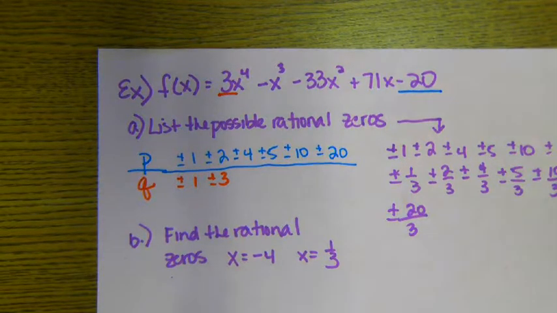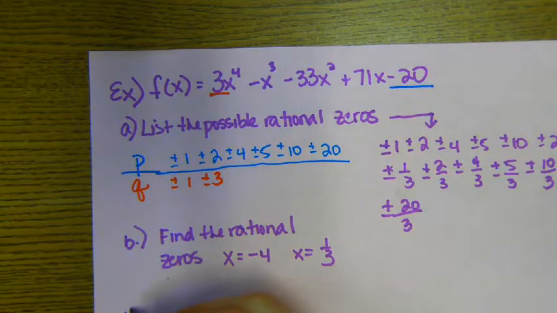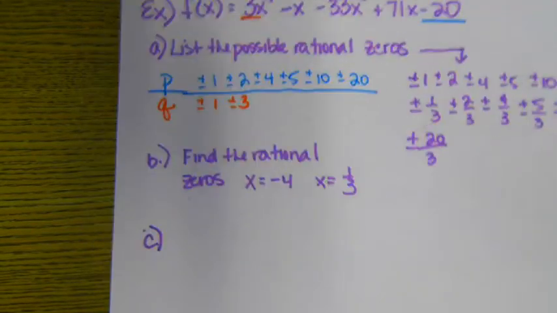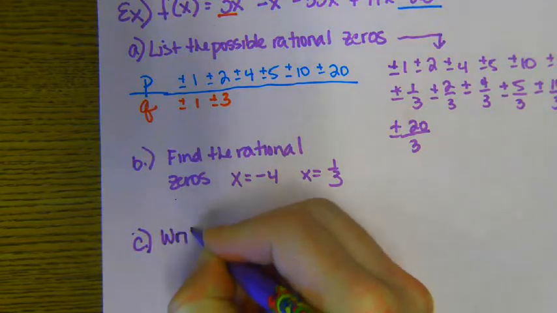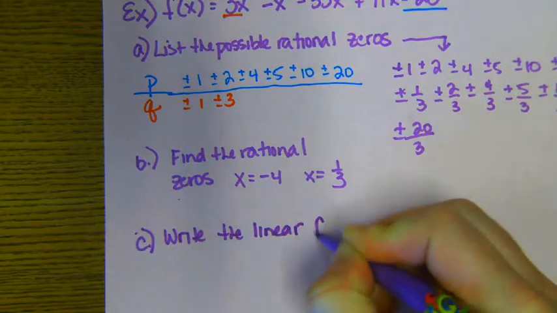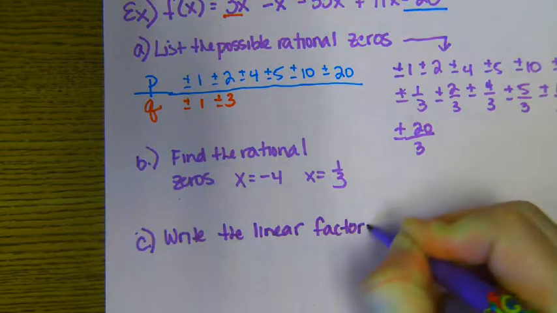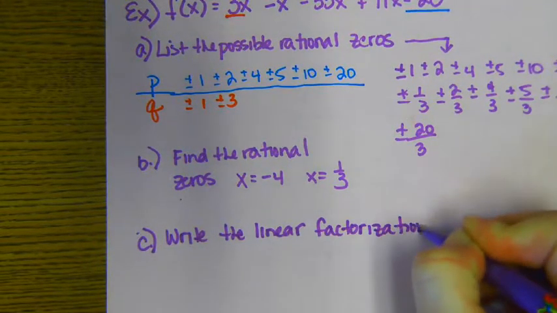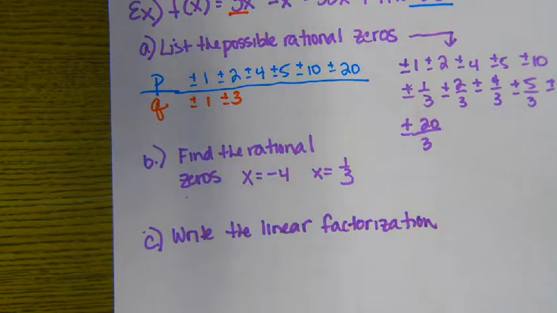So now, part C. How do I go about writing the linear factorization? The first thing we need to do is get down to a quadratic. If I have a degree 4, I'm going to have to divide off 2 linears to get to a quadratic.